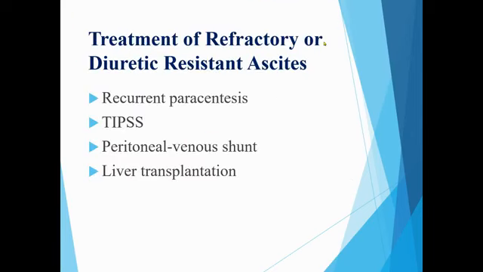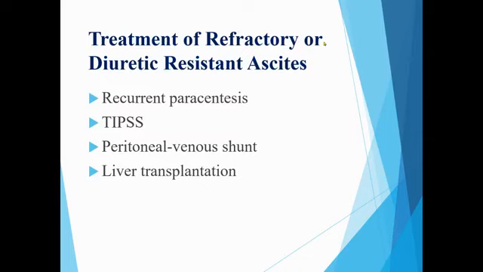When you will find that after the maximum dose of spironolactone and the maximum dose of furosemide, still the patient has got ascites, he is not improving to the satisfactory level, then this is a case of refractory or diuretic resistant ascites. In such cases, the patient may need recurrent paracentesis, maybe weekly, maybe fortnightly, but he will require recurrent paracentesis or aspiration of ascitic fluid.